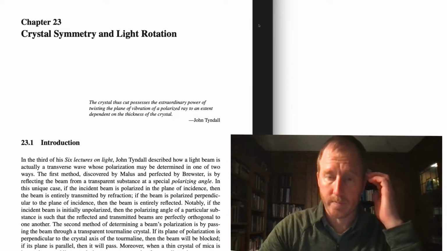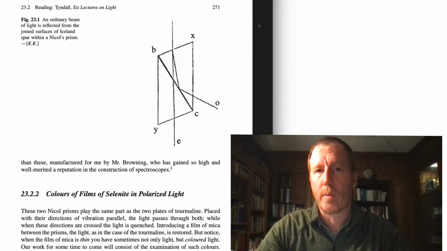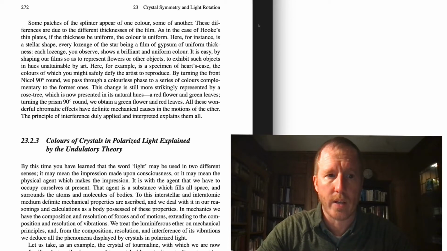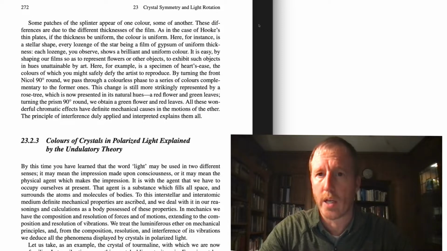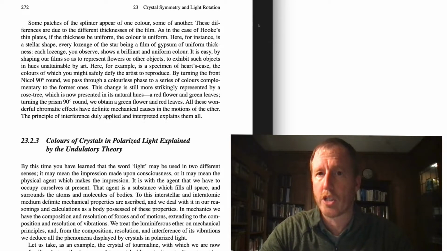In our last lecture, I talked quite a bit about his section 23.2.2, where he talks about the colors of films of selenite in polarized light, and the colors of crystals in polarized light explained by the undulatory or wave theory. Remember, if you take crossed polarizing filters and pass initially unpolarized light through them, because they're crossed, it will be dark. But if you place a piece of birefringent material between them, you can allow light through, because in a sense the birefringent crystal repolarizes light. It rotates the plane of polarization.